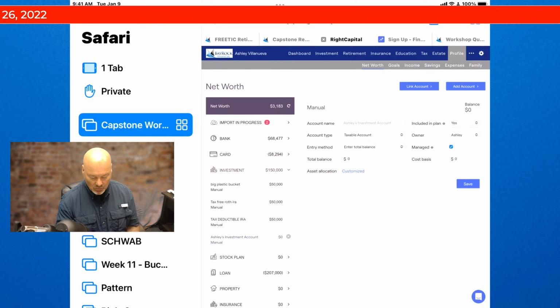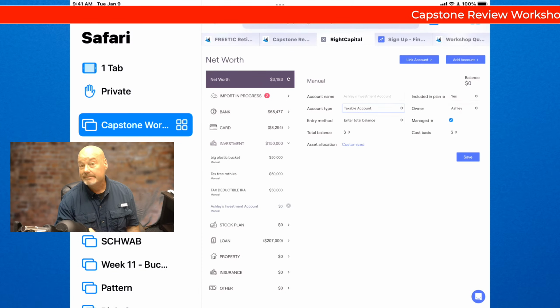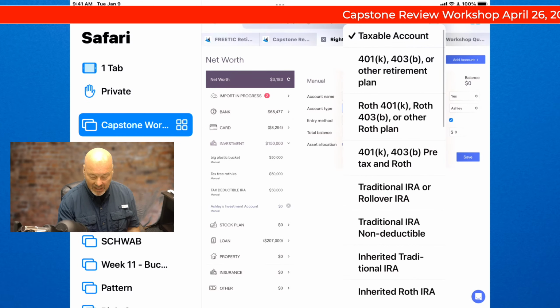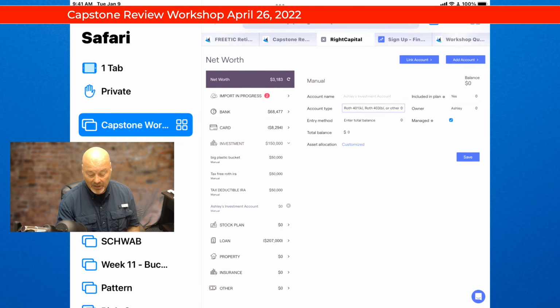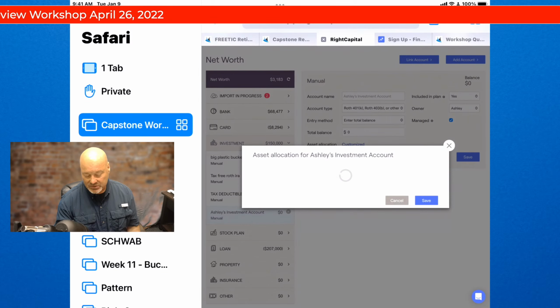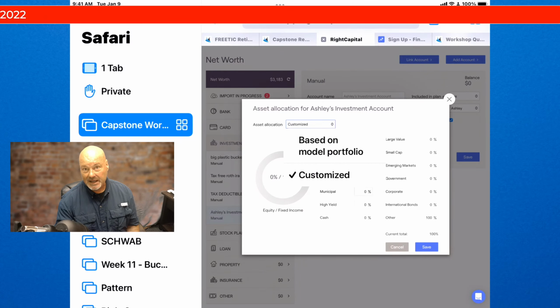And then I get to tell it which type of investment I want to add. Taxable account, that would be the big blue bucket. 401k or retirement plan, or it could be a Roth IRA. So those are the three types of buckets, and that's where you would add it. And don't forget, you also want to go ahead and pop in an asset allocation.